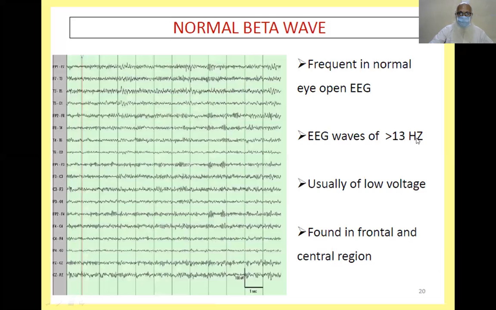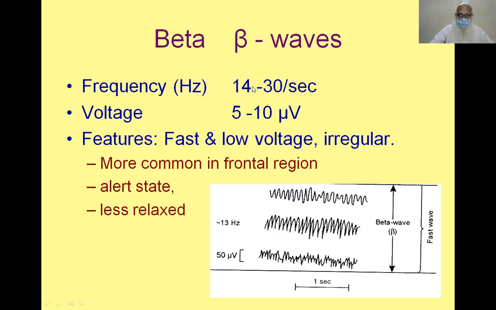So you can see here it is at more than 30 hertz. So 14 to 30 hertz, you can write as seconds also. The voltage is smaller. Alpha waves can be up to 50 to 100 microvolts. Features are fast voltage, irregular, more common in the frontal region, and this happens when there is alerting and when the person is not so much relaxed. Even if he has closed eyes, it is possible that he might not have relaxed very well.